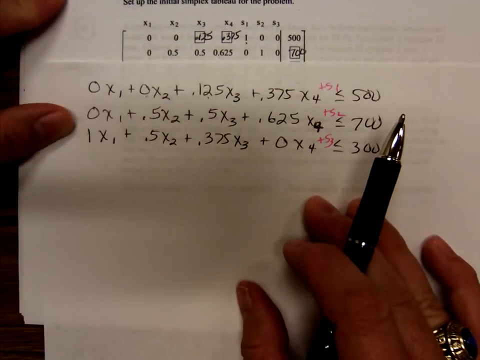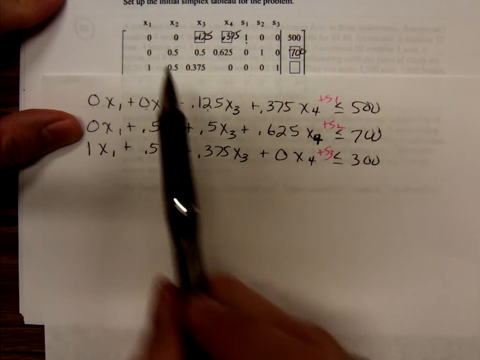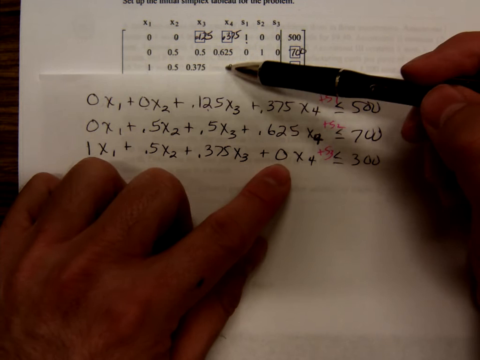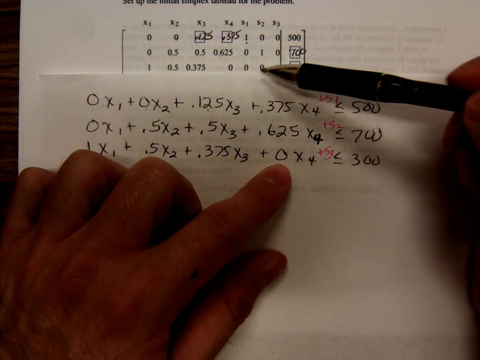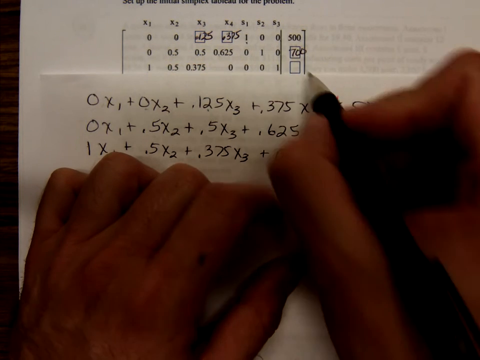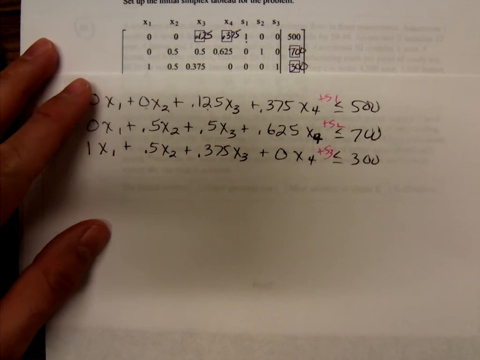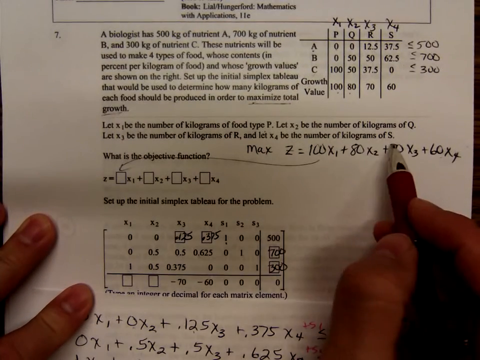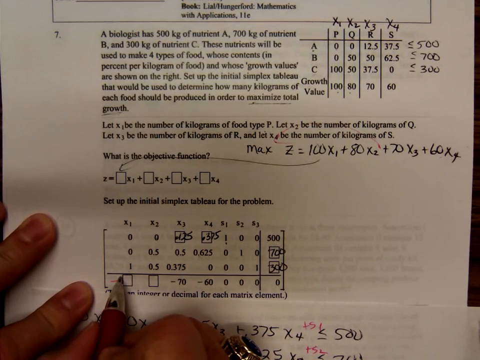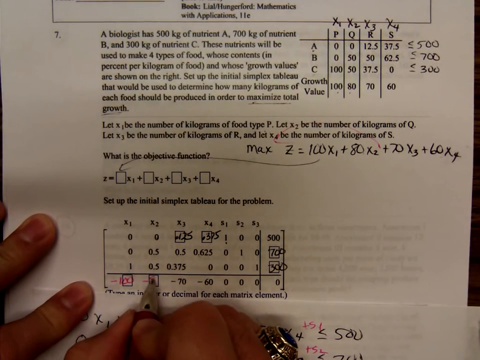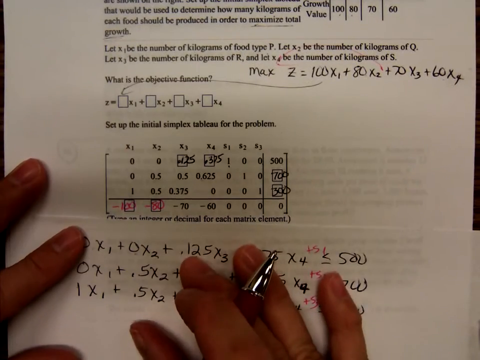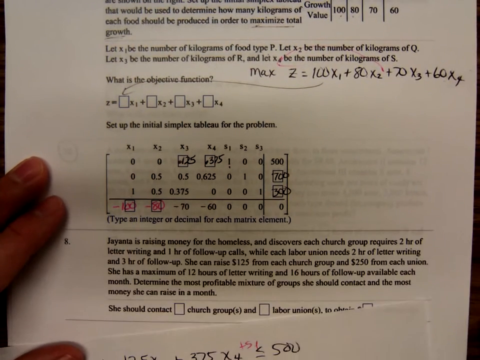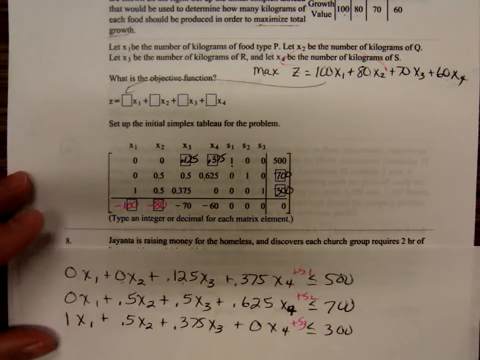Okay, are we ready for the third constraint? 1x1, 0.5x2, 0.375x3, no x4. There's not an S1 or an S2. There is an S3, less than or equal to 300. And now for the objective function. Remember, you move all this stuff over here. So that's going to give you a negative 100, a negative 80, a negative 70, which is already filled in, and a negative 60. So, any questions on that? How we set this up?